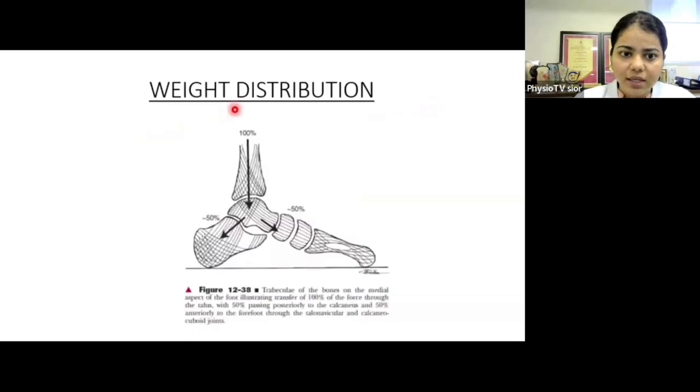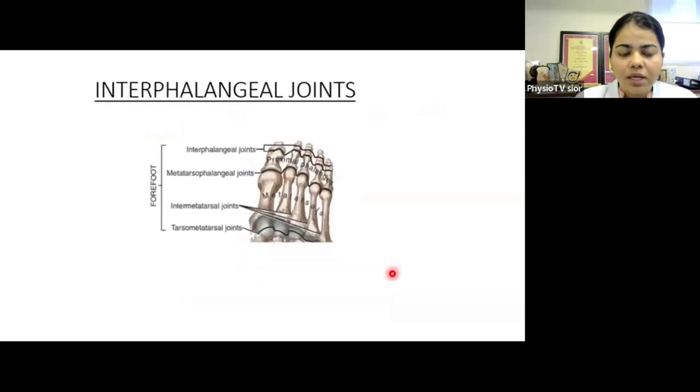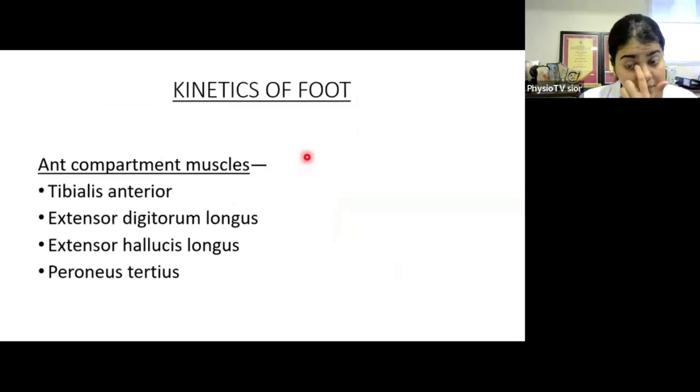Okay. This we have already seen, that 50% of my body weight goes to the calcaneum and the rest 50% goes to the midfoot and the forefoot. And the interphalangeal joints, like in the fingers, each toe has a proximal and a distal IP, except the hallux, which just has one IP joint. And then you have the collaterals, the plantar plates, the capsules, which are smaller and less defined. Mobility around the IP is limited primarily to flexion and extension.